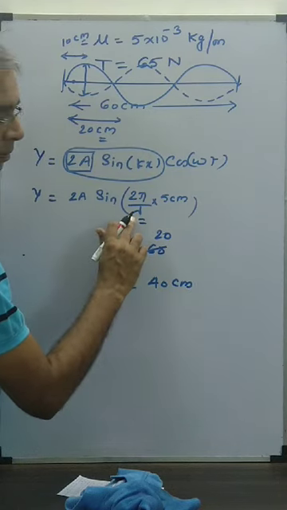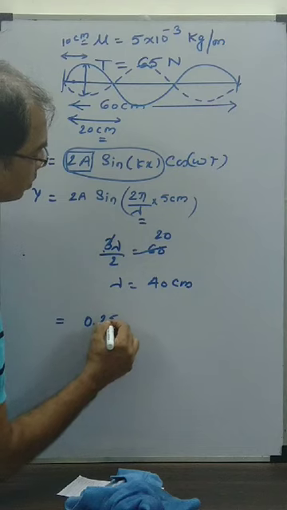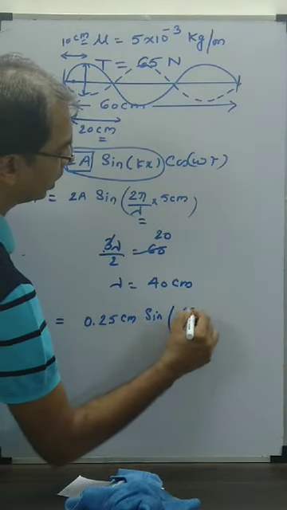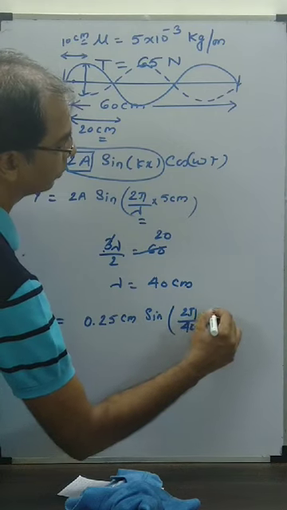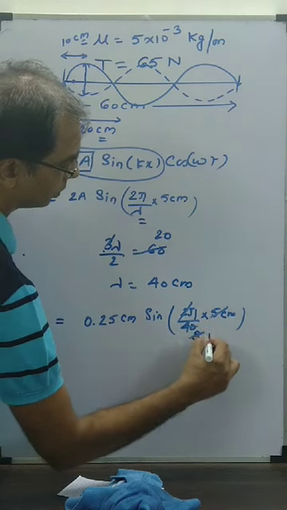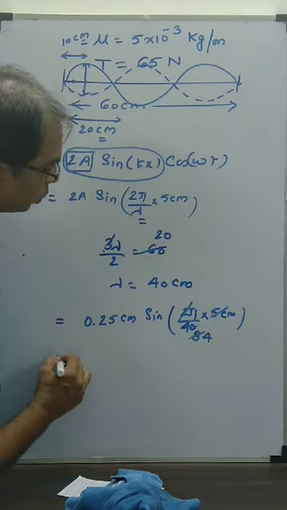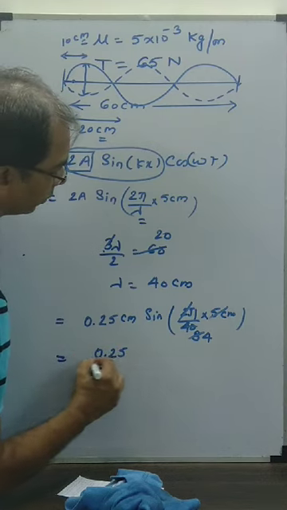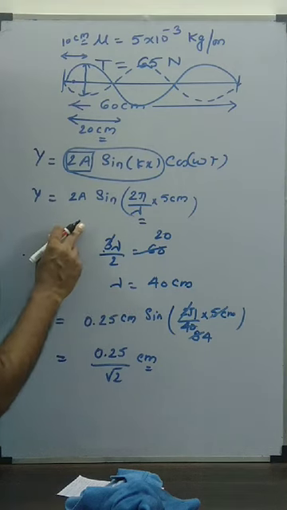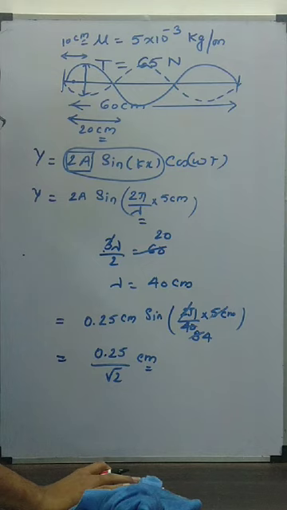We'll place it here. So, what are we getting? This is 0.25 centimeter, sine 2 pi by 40 into 5. So 5 by 40 is 1 by 8, this is sine pi by 4. Sine pi by 4 means 1 by root 2. So 0.25 by root 2 centimeter is the amplitude of the particle which is at 5 centimeter from the node.